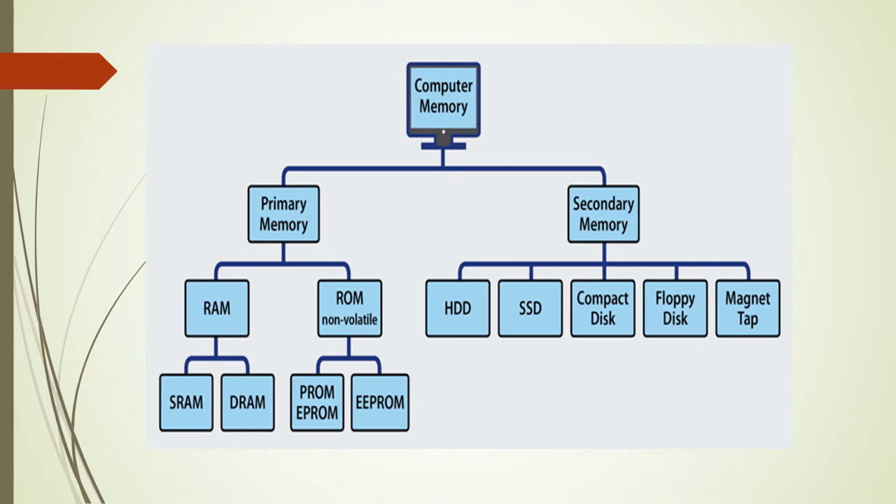This diagram gives you a classification of computer memory. Computer memory is basically classified into primary memory and secondary memory. Primary memory is again classified into RAM and ROM. RAM is random access memory, ROM is read-only memory. RAM is again divided into two categories, static RAMs and dynamic RAMs. And different types of ROMs are available like PROM, EPROM, EEPROM. Coming to secondary memory, it is categorized into different types: hard disk drive, solid state drive, compact disk, floppy disk, magnetic tape.